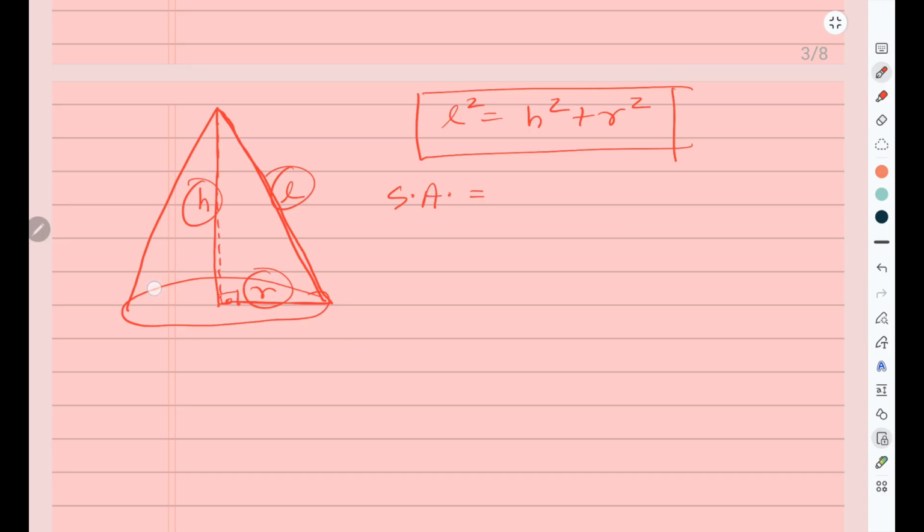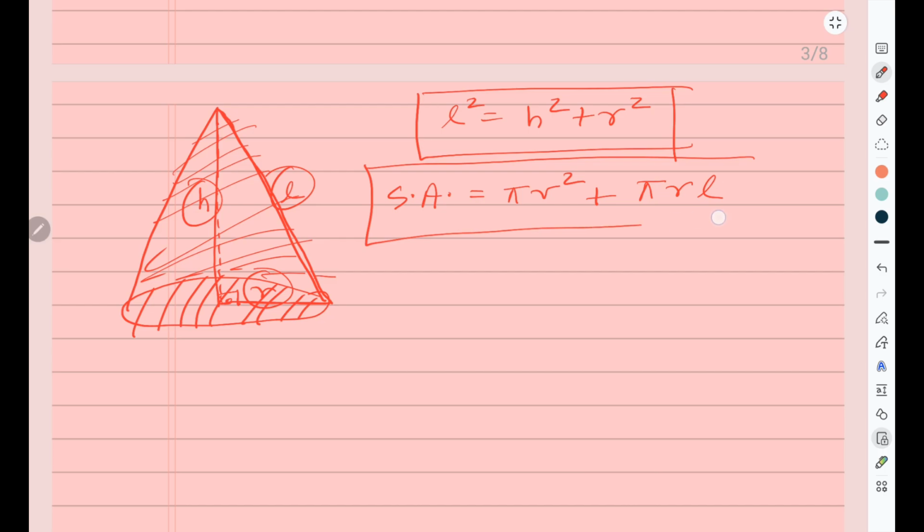So the surface area: this area, which is flat, is nothing but pi r square because it's a circle. And then the curved area, this whole curved area, is equal to pi r l. That's very important, so you have to remember that. So the overall total surface area for a cone is pi r square plus pi r l.